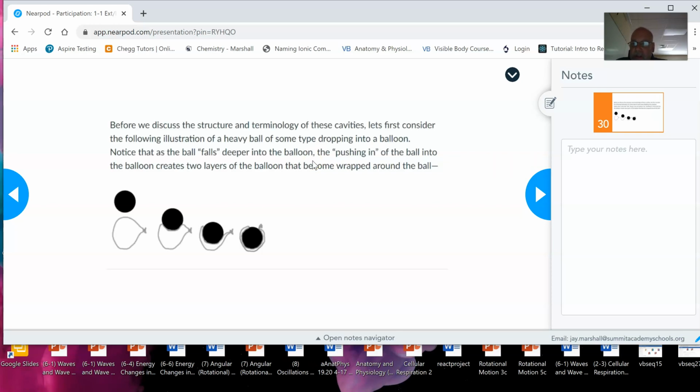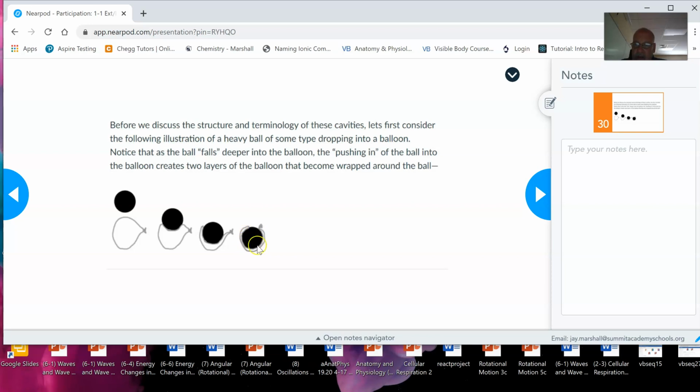Before we discuss the structure and terminology of these cavities, we need to consider an additional piece of information. So if you look at the following illustration, we've got a heavy ball of some type being dropped into a balloon. And notice that as the ball falls deeper and deeper into the balloon, the pushing in of the ball into the balloon creates two layers of the balloon. So there's an outer layer and then there's an inner layer that's wrapped tightly around the ball.